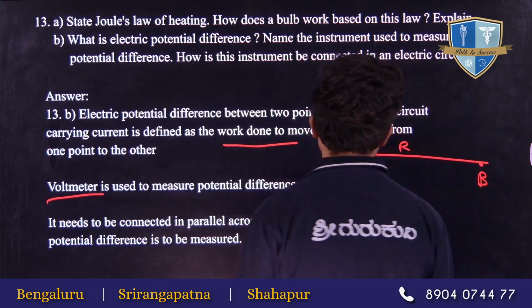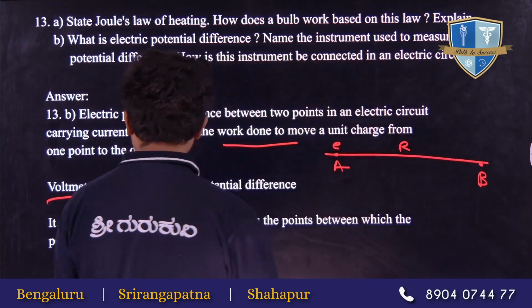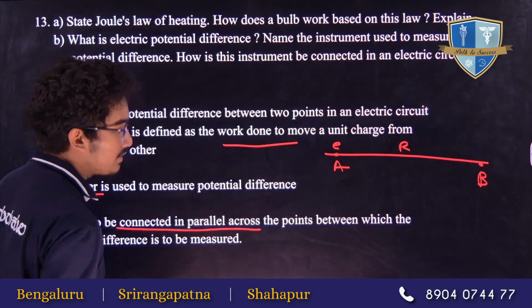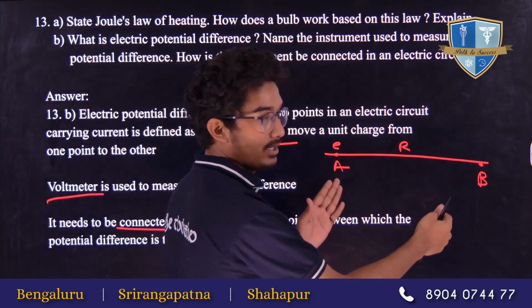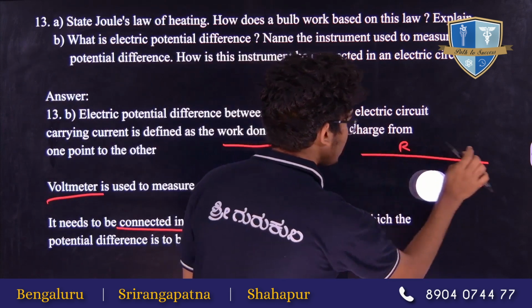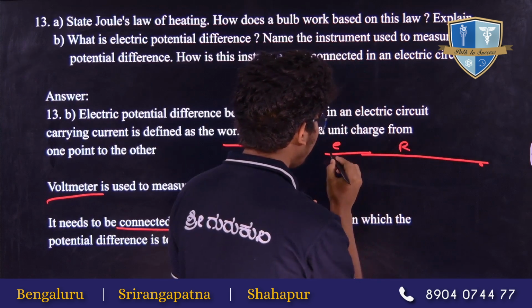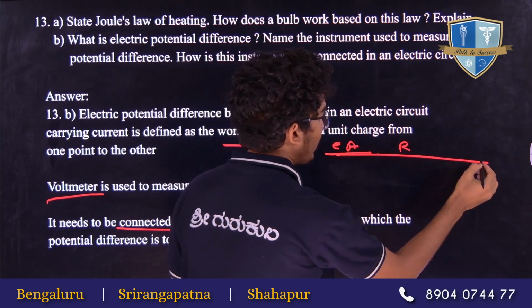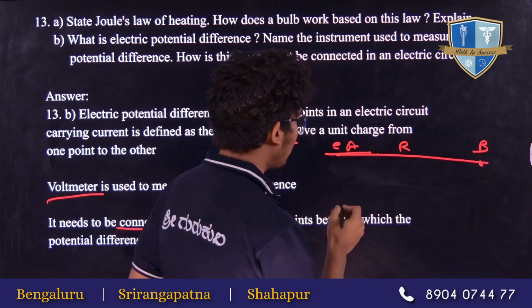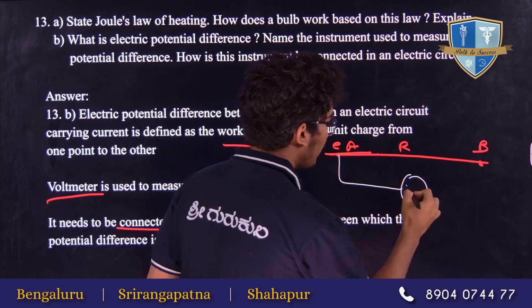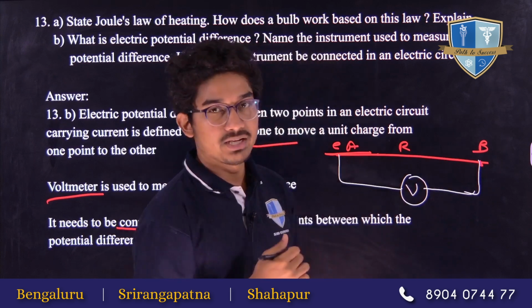A voltmeter we are supposed to connect in parallel in the circuit. So if we are supposed to find the potential difference between point A and point B, where will we connect our voltmeter? We will connect our voltmeter here, across A and B, to find the potential difference between them.